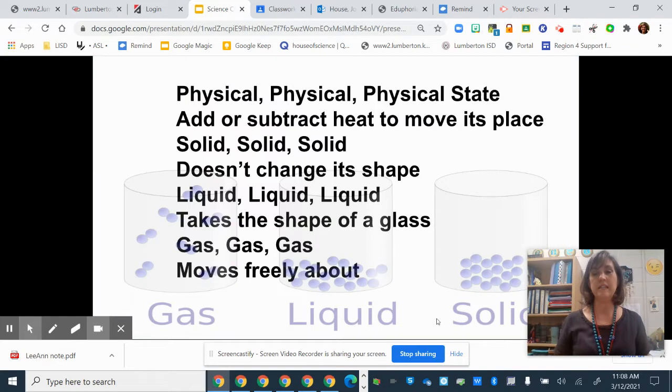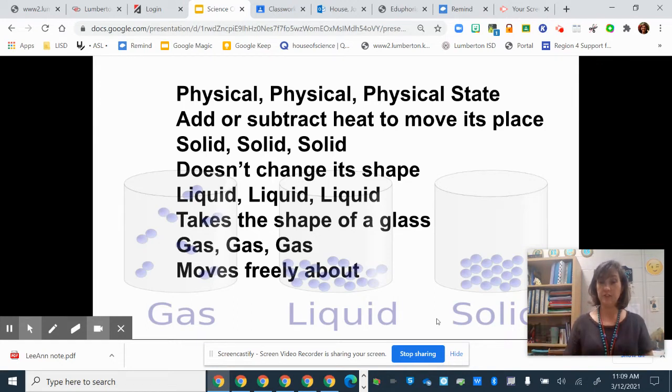The next one is the physical states. There are three, solid, liquid, and gas. And you can change from one state to another by adding heat or by taking away heat. So like an ice cube, if you add heat, will melt and become a liquid. So from solid to liquid. And the water vapor in the air is a gas, but when it cools or loses heat, it becomes a cloud through condensation. Okay, it turns into a liquid. So it can go either direction.